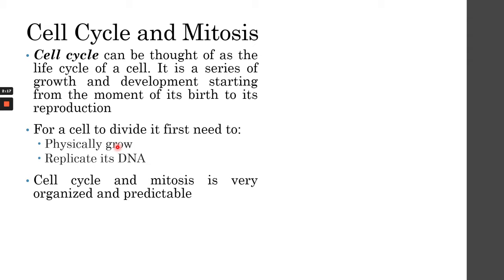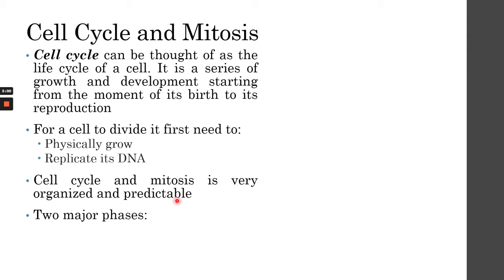Cell cycle and mitosis is very organized and predictable. This is very important, especially for the replication of DNA. Kasi if this division of cell is not organized in a way to ensure that its two daughter cells will have equal DNA and all have the parts it needs, mamamatay lang yung cell. Or if it has too much DNA and the other one have too less DNA, pareho pa rin most likely mamamatay yung cell. That's why cell cycle and mitosis is very organized and predictable. It needs to be that way for the cell to survive.